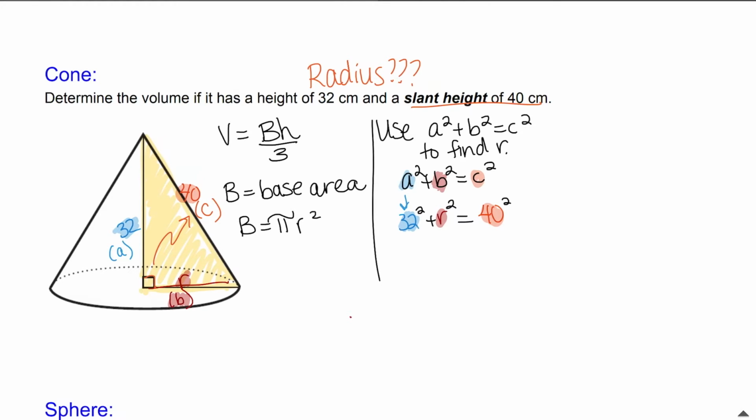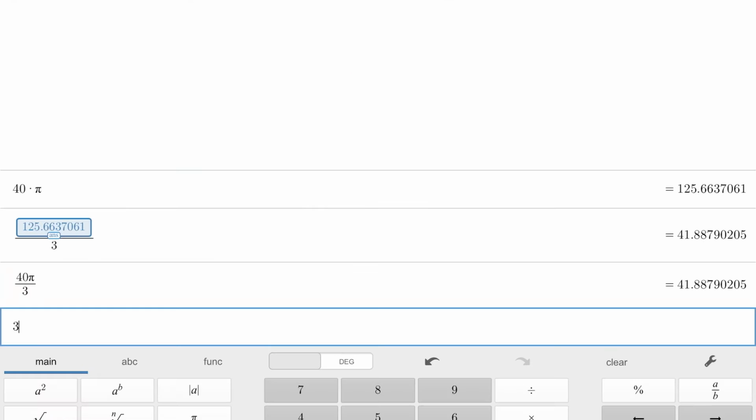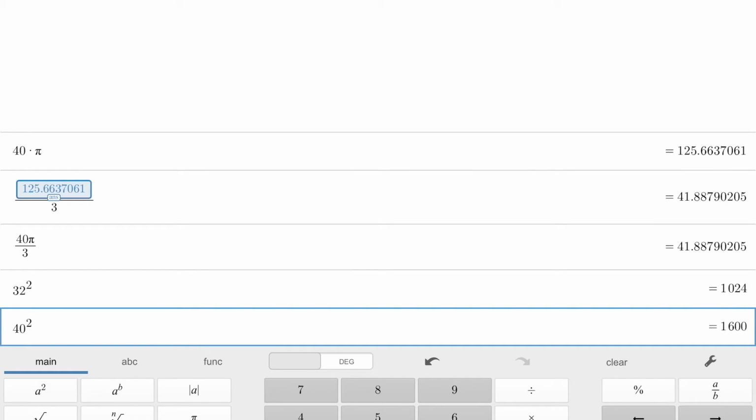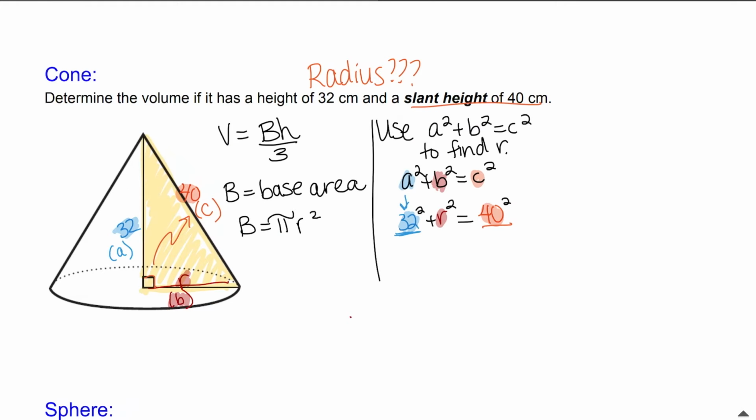So we need to figure out, well, what's 32 when I square it and what's 40 when I square it? So let's type those into our calculator and see what we get. So 32 squared is equal to 1024 and 40 squared is equal to 1600. So here, this turns into 1024. I copy down this plus sign, I bring it down. I copy down the r squared because there's nothing that I can do with that. And I write down what 40 squared is, which I know is 1600. Well, my goal is to get that r squared alone. So I need to get rid of this 1024 because it's on the same side. And since this is addition, I'm going to subtract 1024 from both sides.